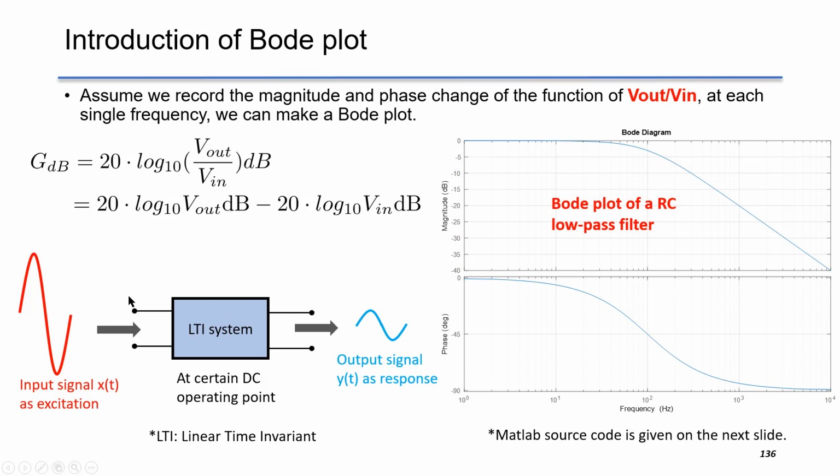Generally, we have a linear time invariant system, LTI system, working at a certain operating point, or called DC bias. We inject the small signal into the system and measure the small signal at output as a response. So in this case, the system is linear time invariant. By doing so over the entire frequency range, we can get the Bode plot. This is helpful to understand the AC dynamics of the system at a certain DC operating point.